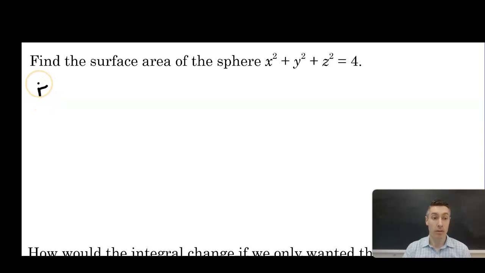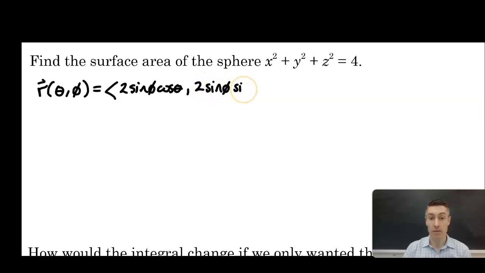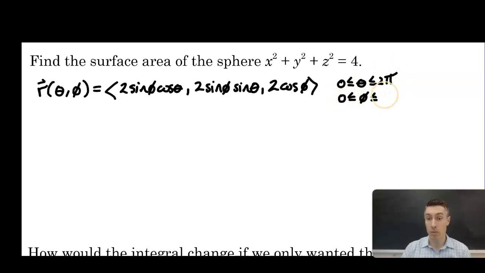First thing we need to do is define the sphere. So we'll go theta and phi. Think spherical coordinates here. Radius is fixed, so we go 2 sine phi cos theta, 2 sine phi sine theta, and 2 cosine phi. Our bounds, theta goes from 0 to 2 pi, and phi goes from 0 to pi. Remember that restriction when we were working in the spherical coordinate system.